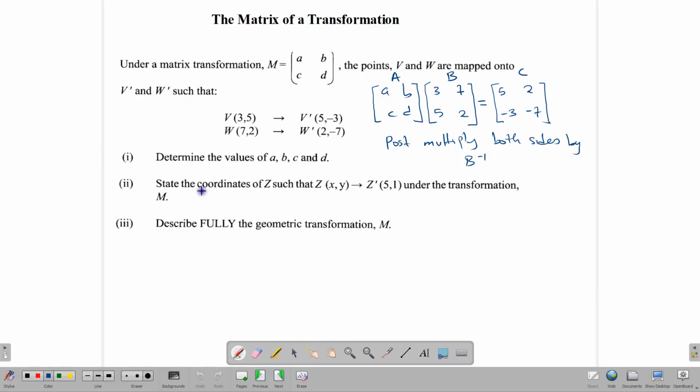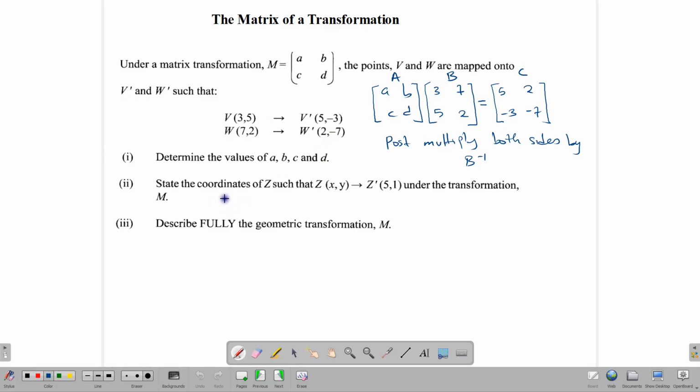And now it says we must state the coordinates of Z such that Z, this point XY, becomes this one. Now, I want to point out something that is happening. Notice here that 3, 5 in this point becomes 5, negative 3. And what that looks like is these two numbers have been switched around and the sign of the end one changes. Look here again, 7, 2 becomes 2, 7. They have been switched around and the sign of the end one changes. That's very familiar, and that's something that happens during rotation.